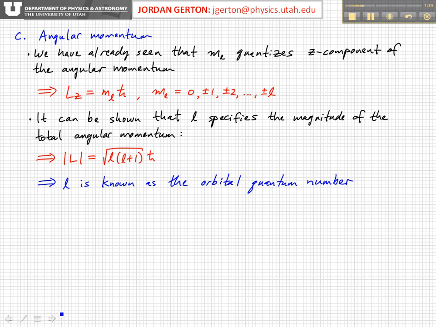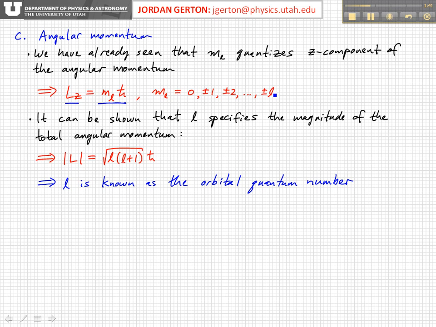So now let's talk about angular momentum. We've already seen that the quantum number ML quantizes the z component of the angular momentum. So L sub z, the z component of the angular momentum, is m sub L times h bar, where again m sub L can run between minus L and plus L in integer steps.